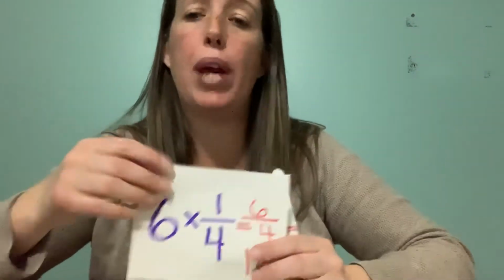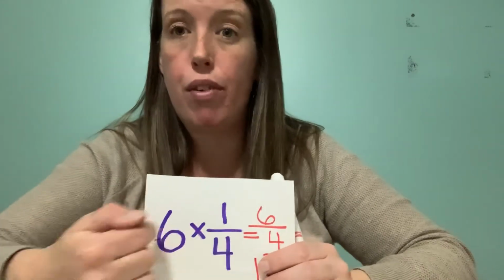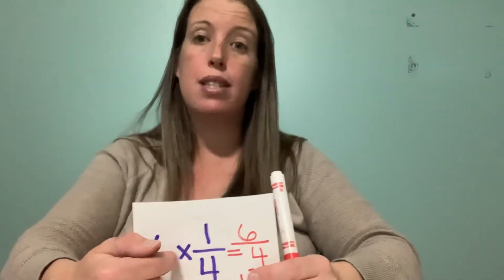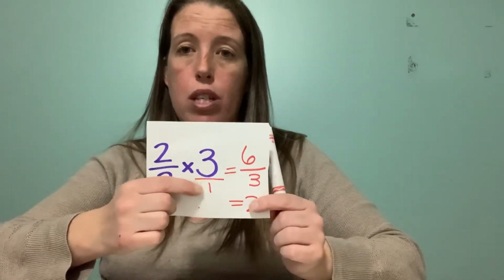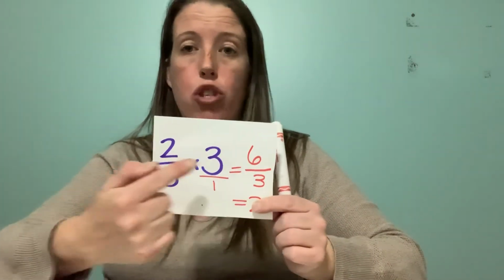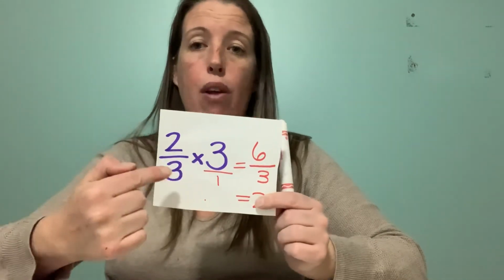Okay, so that's how we multiply whole numbers by fractions. And remember, it's okay if you reverse the order of your factors because it's multiplication, you'll still get the same product. All right, and lastly, you can always add that denominator of 1, multiply straight across. 2 times 3 is 6, 3 times 1 is 3. All right, do yourself a favor and check your answer for reasonableness. Does that make sense?